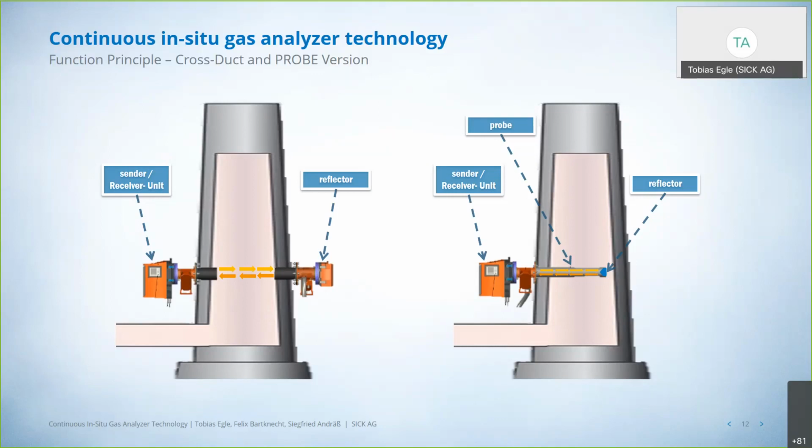So if you have very aggressive gases, we recommend to go with the cross-duct version because you do not have any contact at all with the process gas. If you have only one access from one side, you go with the probe version. As well, we have different kinds of materials, special stainless steel or anything else that you need to adapt if you have aggressive gases and only one platform available.